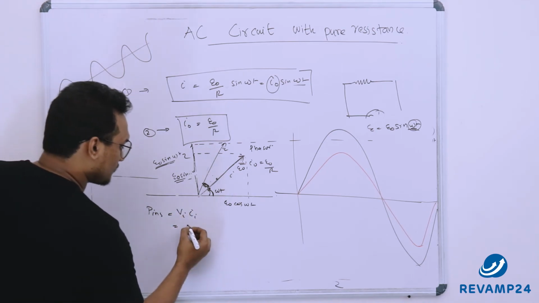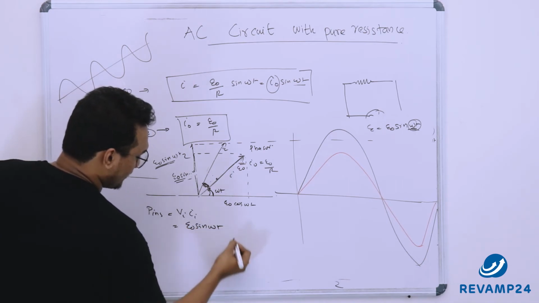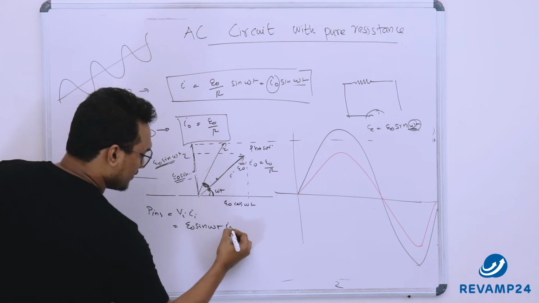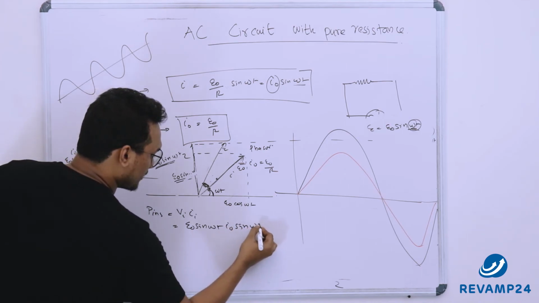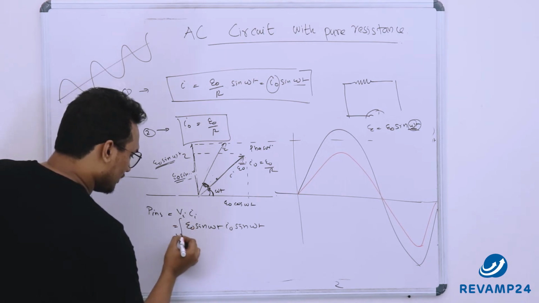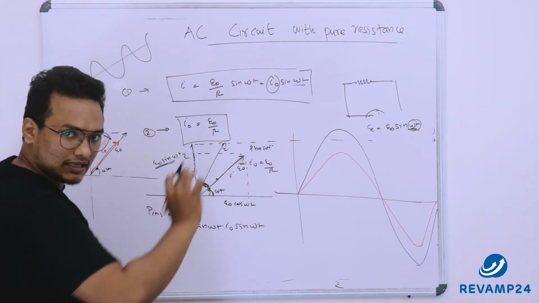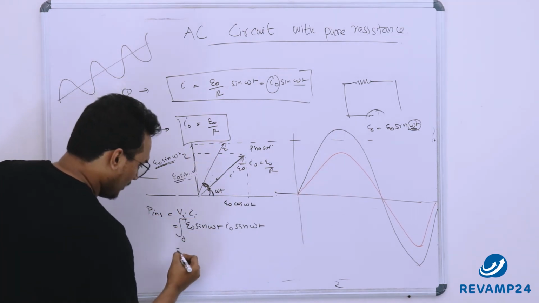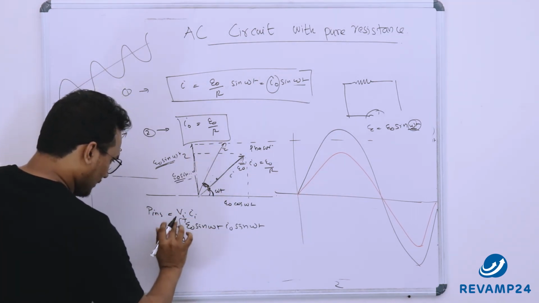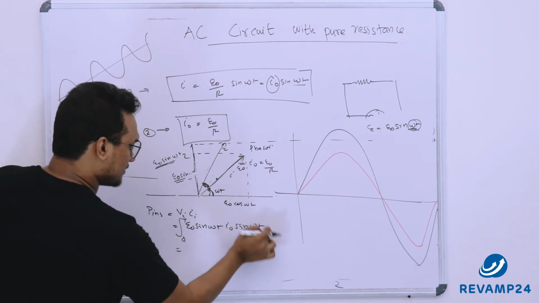So what is instantaneous voltage? E0 into sin omega t. And what is instantaneous current? I0 into sin omega t. So this is instantaneous power. Now when we integrate it between 0 to t, we will get the average power delivered in one cycle. So the instantaneous power is E0 sin omega t into I0 sin omega t.